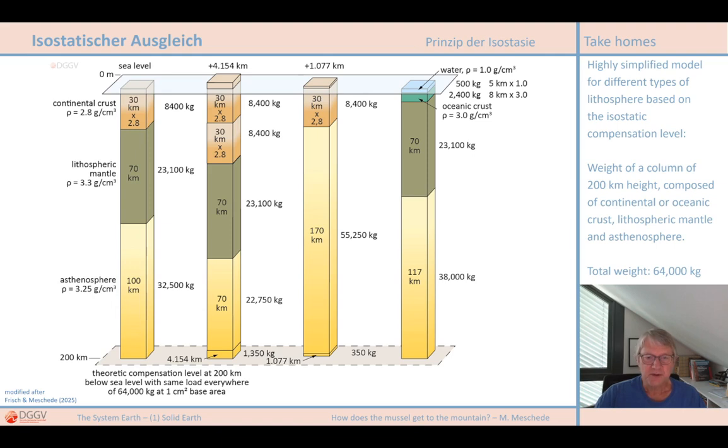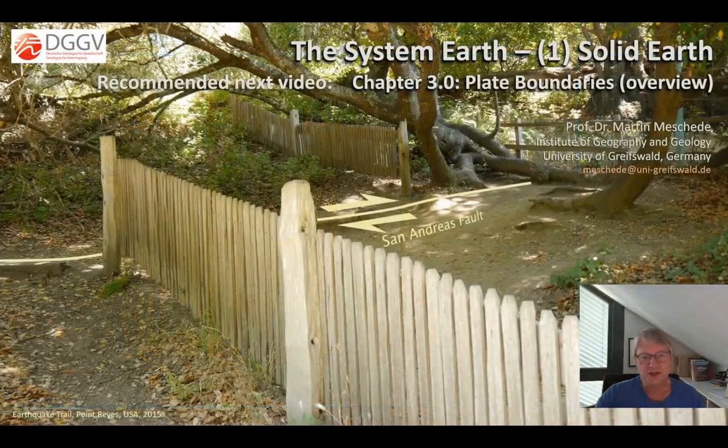In the next video, I'll start with a discussion of plate boundaries, starting with divergent plate boundaries where it all begins, a rift valley. Before that, however, there is an overview of the different types of plate boundaries.